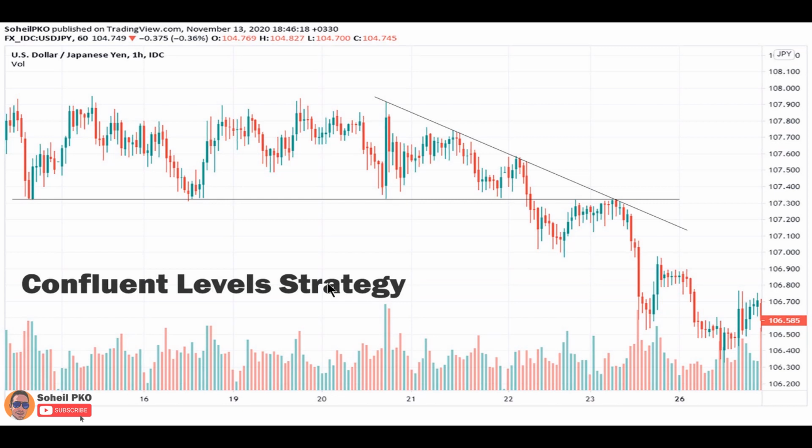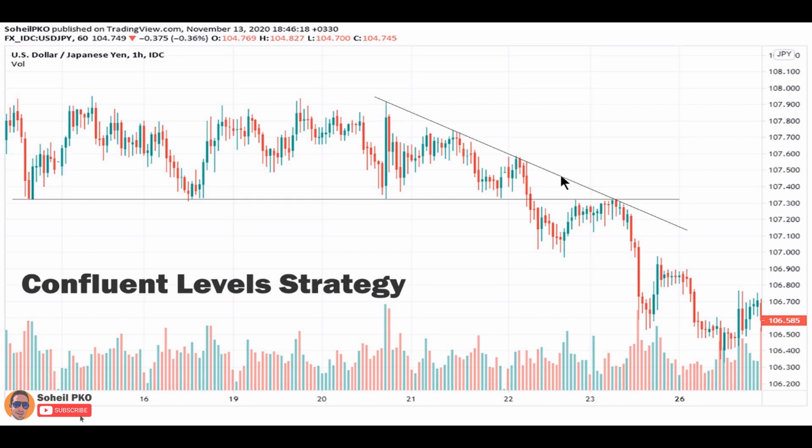Confluent levels strategy. In this strategy, we look for confluent levels that give us the same signal. Confluent levels can have different forms based on the levels that we have. Here I give you an example so you understand how to identify confluent levels and how they are used for trading. As you can see, we are in a trading range here with the support level at the bottom of the range. You can clearly see that the price is forming a downtrend from this point, and with these points we can draw our trend line.